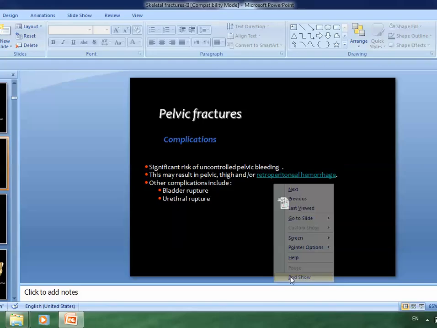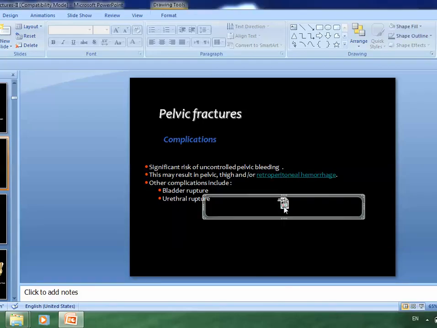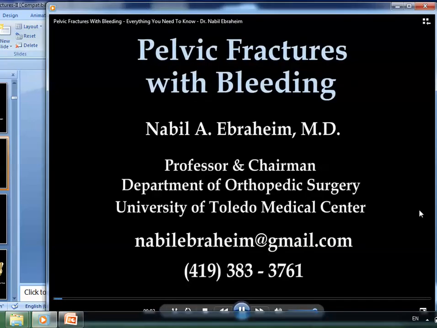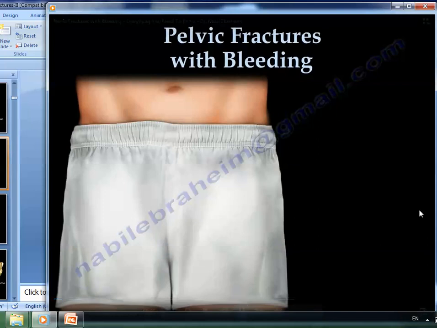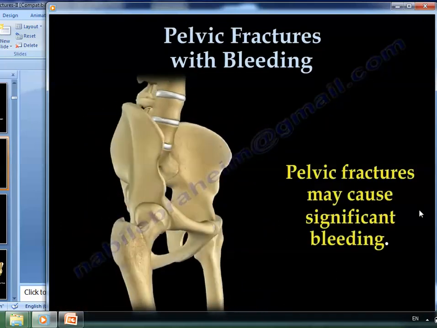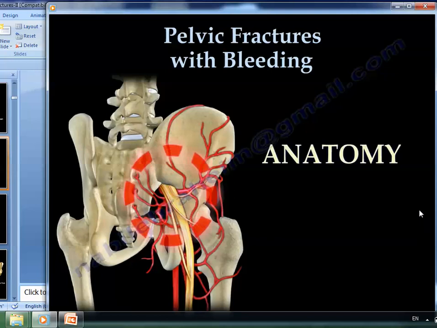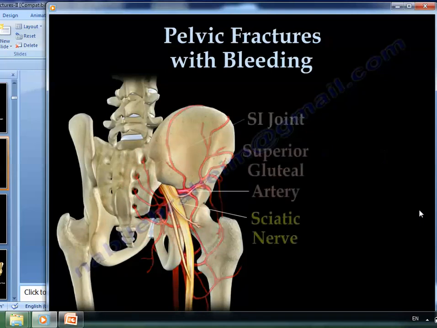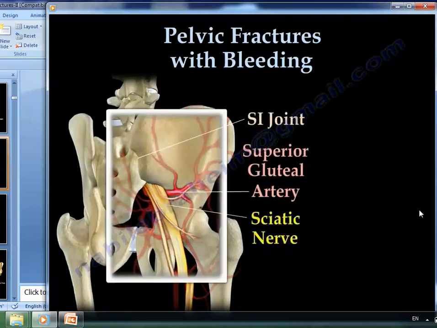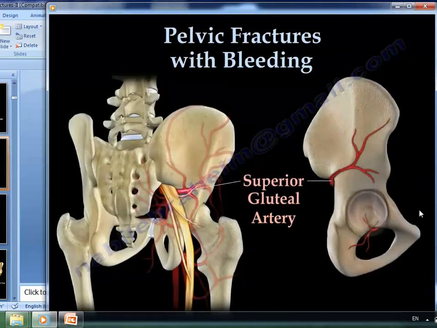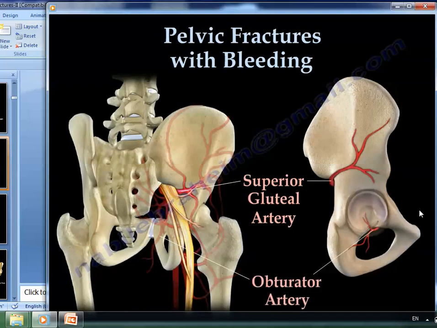And I think this video will also emphasize this important knowledge for you: pelvic fractures are associated with very important risk of bleeding. Pelvic fractures may cause significant bleeding. The sacroiliac joint has important anatomy to the superior gluteal artery and to the sciatic nerve. In addition to the superior gluteal artery, there is an important obturator artery in the vicinity of the pelvic bone.